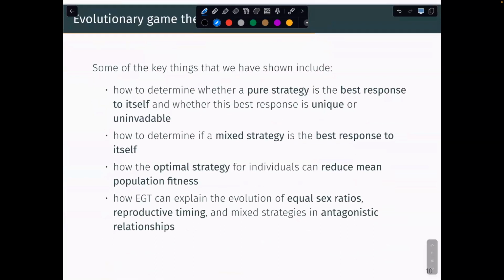What kind of things did we look at? Well, we learned how to determine whether a pure strategy is the best response to itself and whether it's unique or uninvadable. So this is all about Nash equilibria and ESSs. So for example, we met this condition in symmetric games. If the payoff of strategy I against I is greater than or equal to the payoff of strategy J against I for all J, then I is a Nash equilibrium.